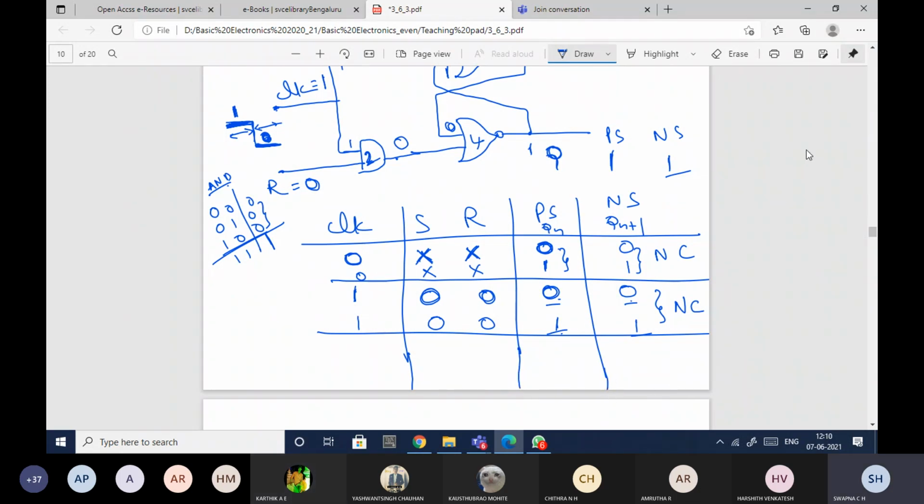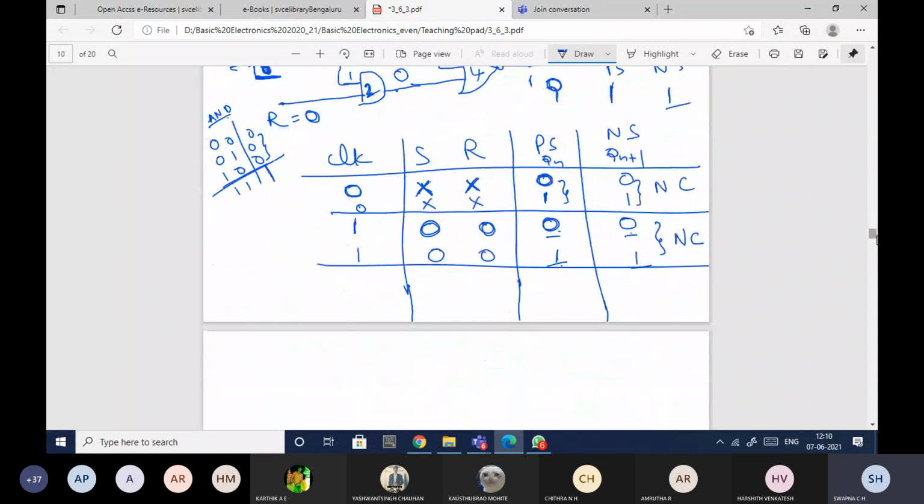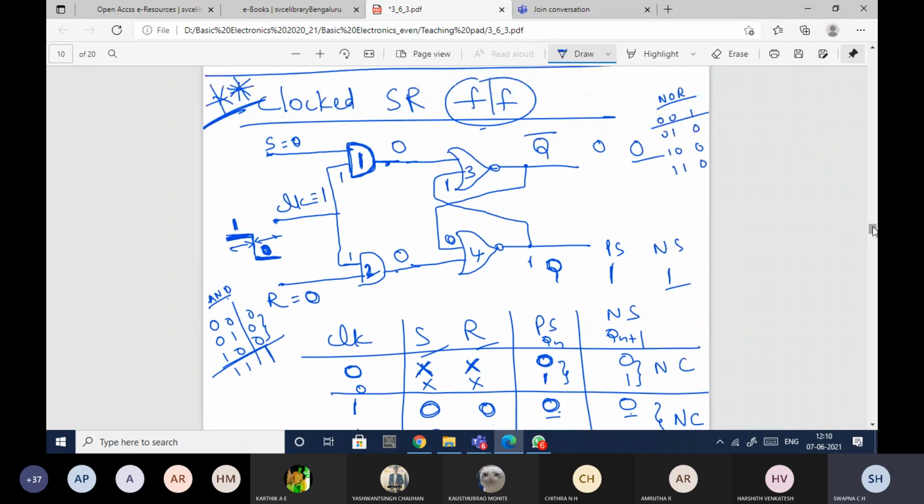Okay, fine. Now let me go back. Now the second case is clock is equal to 1. I need to take different cases for S and R. So let me take S is equal to 0 and R is equal to 1 and the present state to be 0. Let me just erase all the previous values.